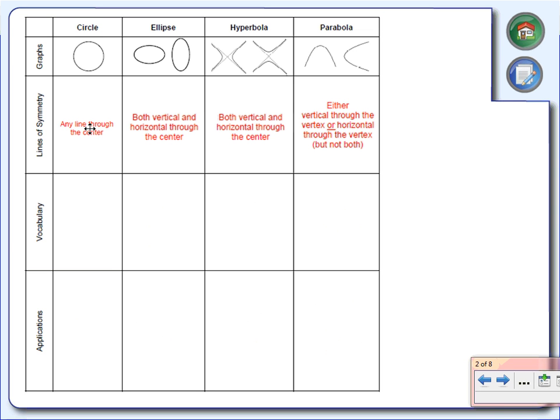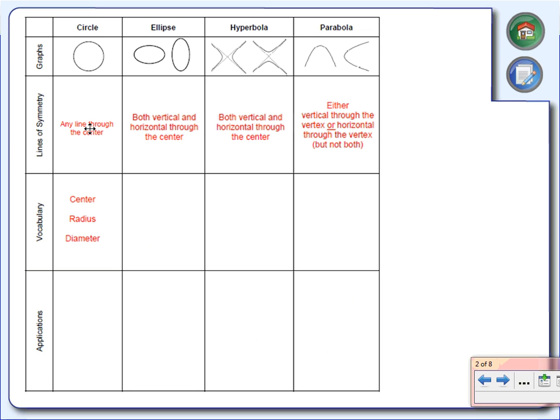Lines of symmetry. And that's what we're going to look at today. Lines of symmetry in each of these conic sections. But before we do that, I just want to kind of briefly introduce some vocabulary for each of these sections here that we'll be looking at later on. Like circle, we should all know that a circle has a center, it has a radius, and it also has a diameter.